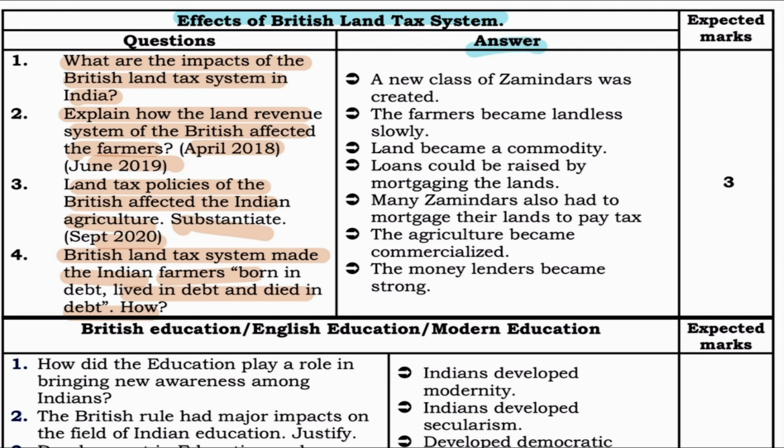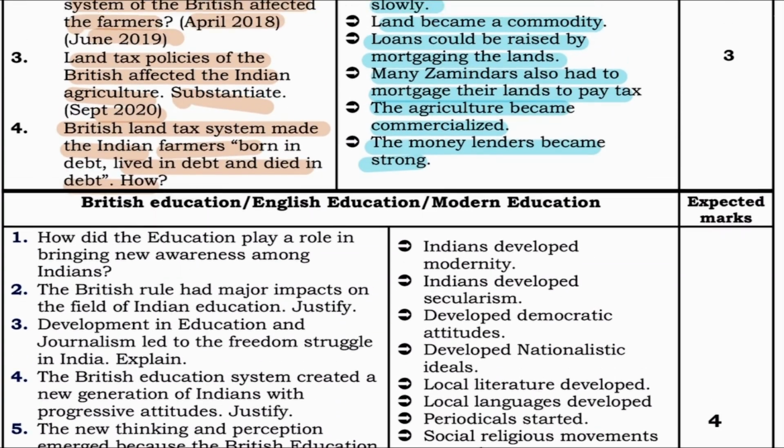A new class of zamindars was created. The farmers slowly became landless. Land became a commodity. Loans could be raised by mortgaging the lands. Many zamindars also had to mortgage their lands to pay tax. Agriculture became commercialized. The moneylenders became strong. For these 4 questions, a single answer.